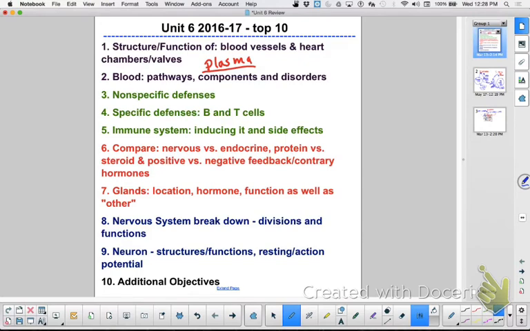Contrary hormones have opposite effects, like insulin and glucagon. What does insulin do to your blood sugar? Lowers it, and glucagon raises it. Those are contrary hormones. And then we learned several different glands and what they do. So let me ask you about a few and see if you can remember.